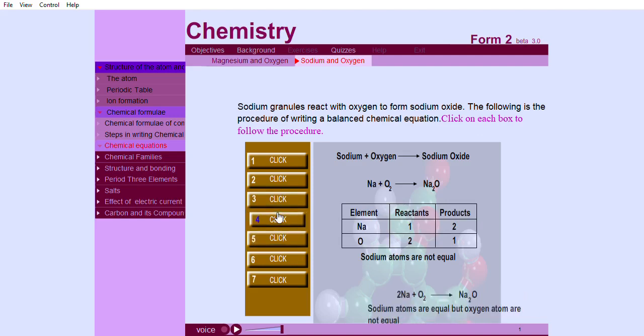Sodium atoms are now equal, 2 on the left and 2 on the right. Oxygen atoms, however, are not equal. There are 2 on the left and 1 on the right. To make oxygen atoms equal, we insert 2 in front of sodium oxide and count the atoms again. Sodium atoms are now equal, 4 on the left and 4 on the right. Oxygen atoms are also equal, 2 on the left and 2 on the right. The equation is now balanced.